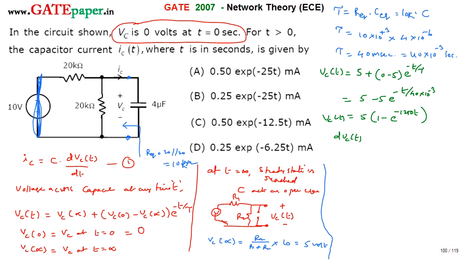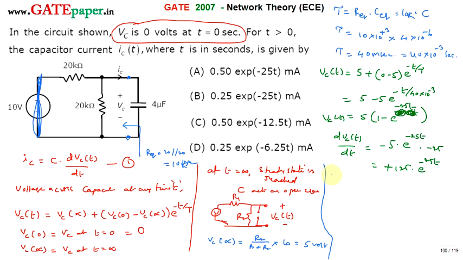Take the differentiation, dVc of t by dt. The 5 differentiates to constant 0, and the other term is minus 5 into e power minus 25 t into minus 25. That means 125. So minus into minus becomes plus, giving 125 into e power minus 25 t.